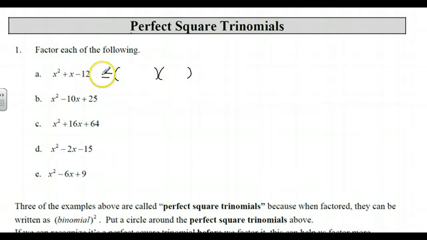X squared plus x minus 12. Okay, so we know that we lead off with x's. This is a minus. That only comes from having a minus and a plus. I need two numbers that multiply to 12 and differ by 1, and the larger one is positive. So that would be, of course, 4 and 3. Quickly FOILing, x squared plus 4x minus 3x is plus 1x minus 12.